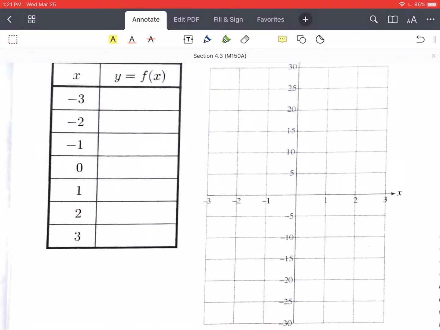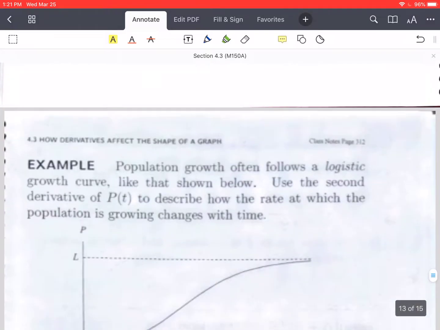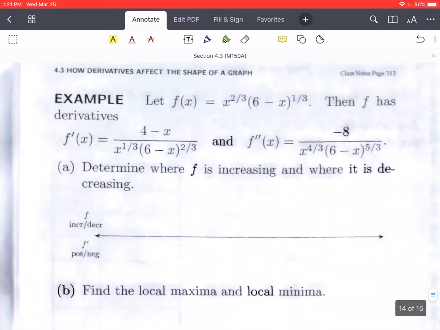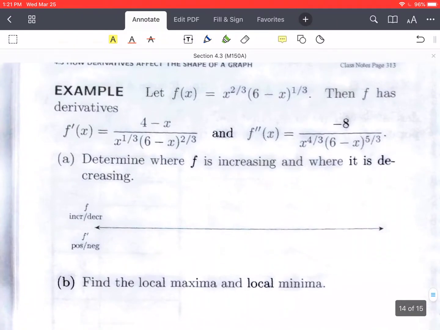All right. So let's move on. We're going to pass over this example. Let's look at this example. We have the function f of x, and we're given f prime and f double prime. For this one, we need to determine where it's increasing and decreasing, find those local maxes and mins, and then we'll look at the concavity, and then of course the graph.